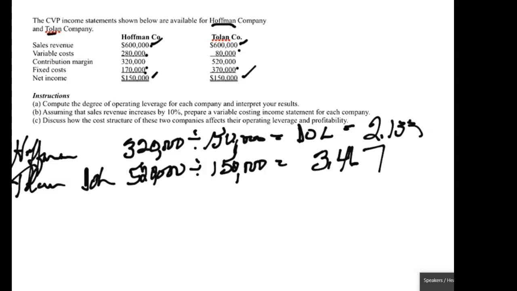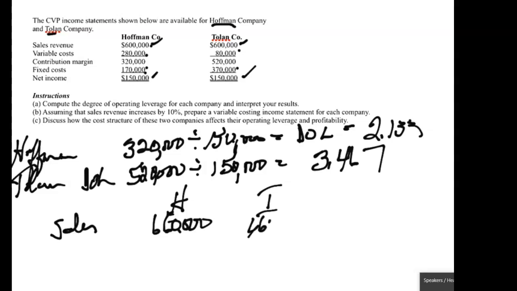So in part B, they say, now let's assume that there is a 10% increase in sales. What will happen here? Well, we'll do Hoffman over here and Tolan over here. If the sales increase 10%, then the sales will be $660,000. That is 600,000 times 1.1. And the same sales for Tolan. However, the variable cost will go up 10%.